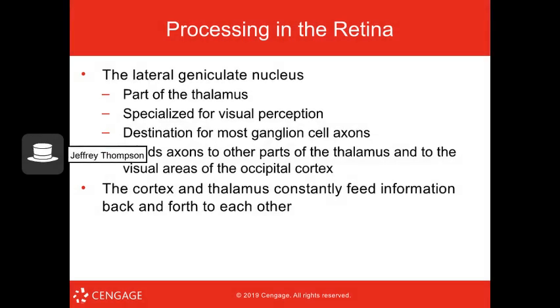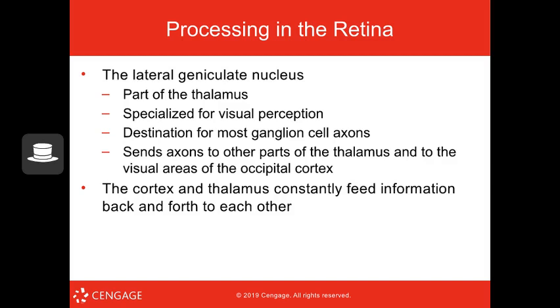So this processing occurs in the lateral geniculate nucleus. It's part of the thalamus that is specialized for visual perception. It's where most of your ganglion cell axons end up. It also sends to different parts of the thalamus and to the visual areas of your occipital cortex.